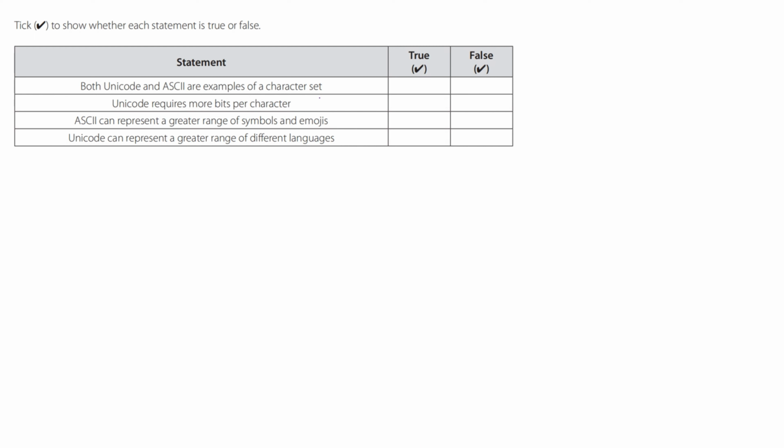Tick to show whether each statement is true or false. The first statement is: both Unicode and ASCII code are examples of character sets. Yes, that is true. Unicode requires more bits per character. Yes, Unicode requires more bits to store one character.